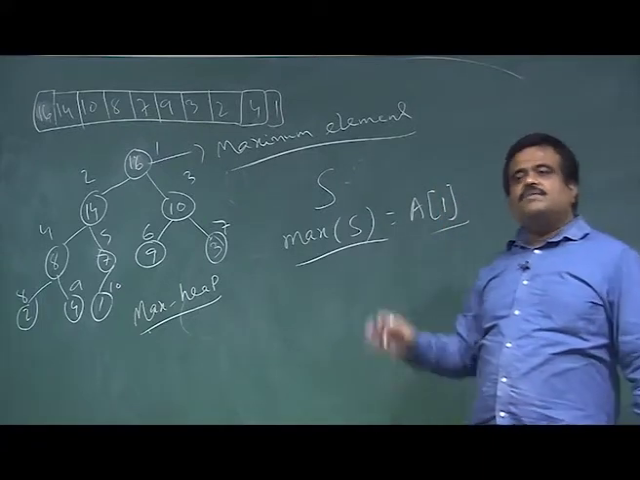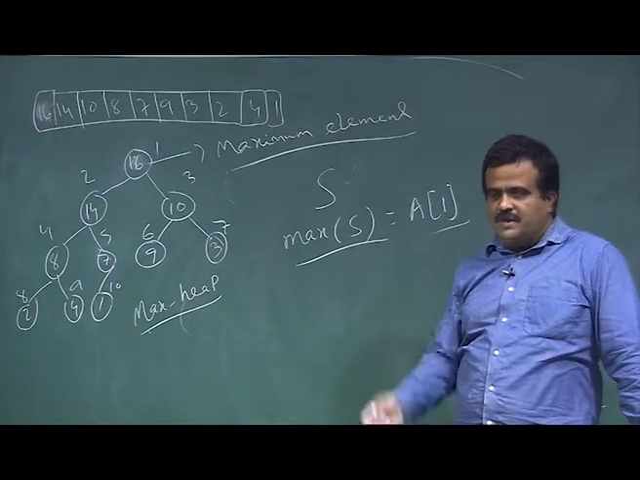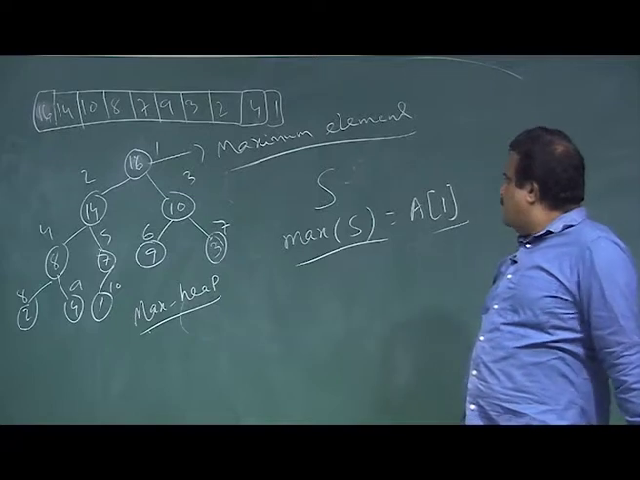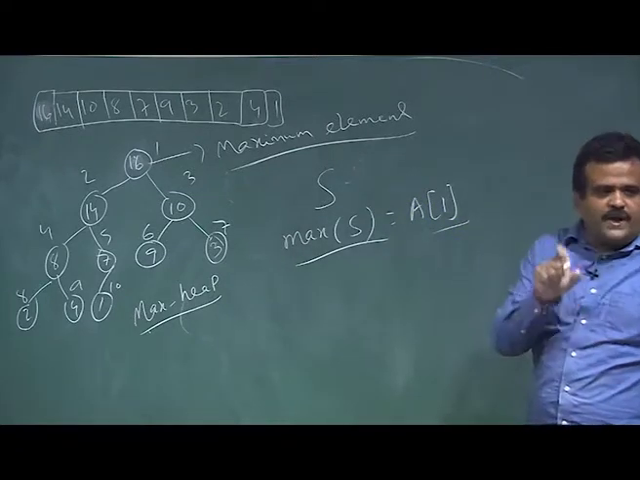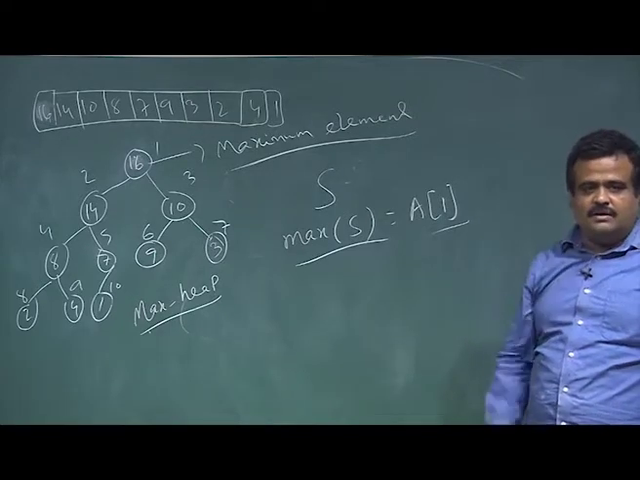Similarly, we can have a min heap array. In that case, the minimum is our priority, so min priority. If you have min priority, then we have the min heap. In the min heap, the property is that all the elements will be less than their child. That is the min heap property.